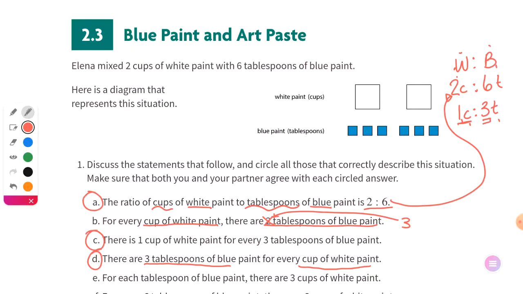E, for each tablespoon of blue, there are 3 cups of white. For each tablespoon of blue, 1. Did we get our blue down to 1? Nope, we haven't learned how to do that yet. We're getting there. We can, it's just less than 1. Oh, it'd be a fraction. It'd be a fraction. Let's do it real quick.